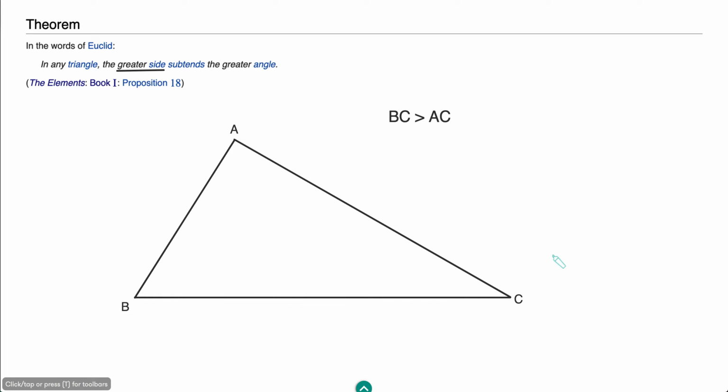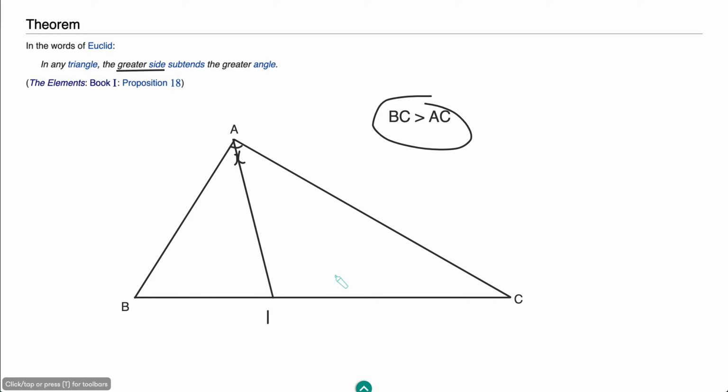So we want a construction that involves this angle X somehow, either in part or in whole, and we want a construction that is always possible to make. So what do we know? We know BC is greater than AC. So this side is greater than this side. That means we can always construct a point D such that these two sides are equal.